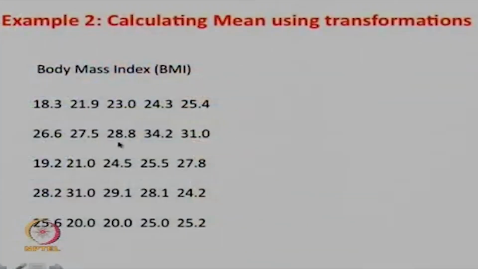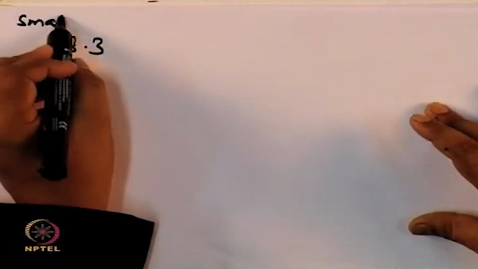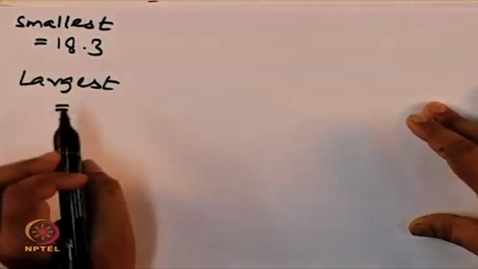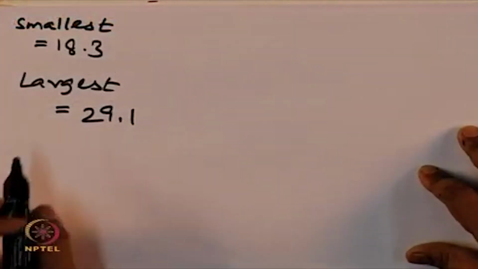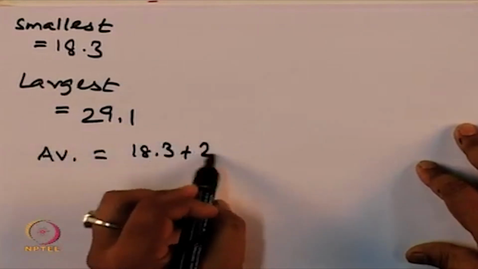Okay. So, again you see that you have this entire range of numbers, these are body mass indices. If I look through the screen, the smallest number I have is probably 18.3. So, the smallest number is 18.3. The largest number is 29.1. Okay, 29.1. Okay. So, as per this, my average is going to be 18.3 plus 29.1 by 2.